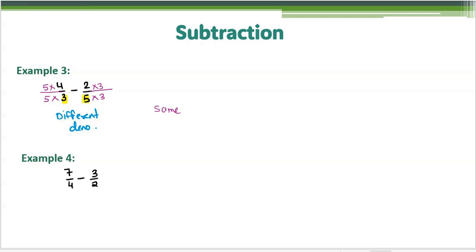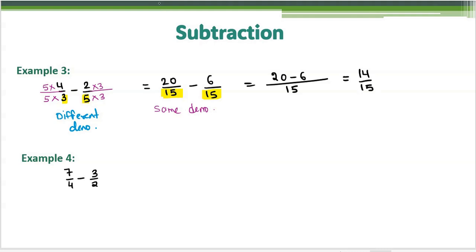So with simplification, 5 times 4 is 20, 5 times 3, 15. Minus 2 times 3 becomes 6, and 5 times 3 becomes 15. So we have now the same denominators. Okay, so when the denominators are same, what we do? We write the same denominator and then subtract 20 minus 6. So that gives you 14 over 15. That will be your final answer in the lowest form.